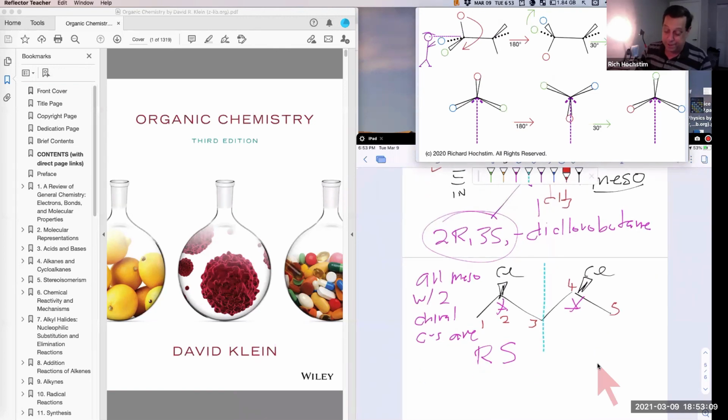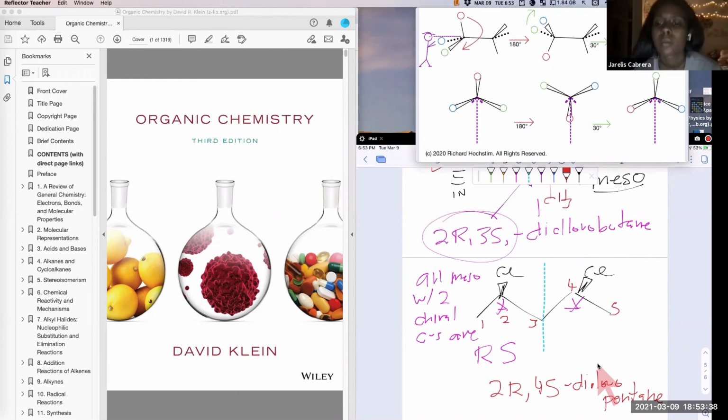So what we would do here is we would say that this is going to be 2R, and then this is comma 4S, and then dichloro, and then this is a little messy, but pentane. That makes sense? Yeah. Okay.